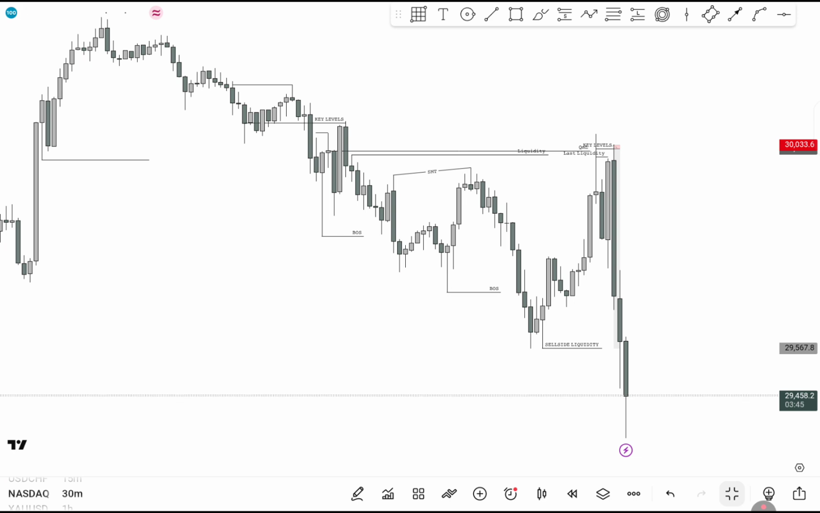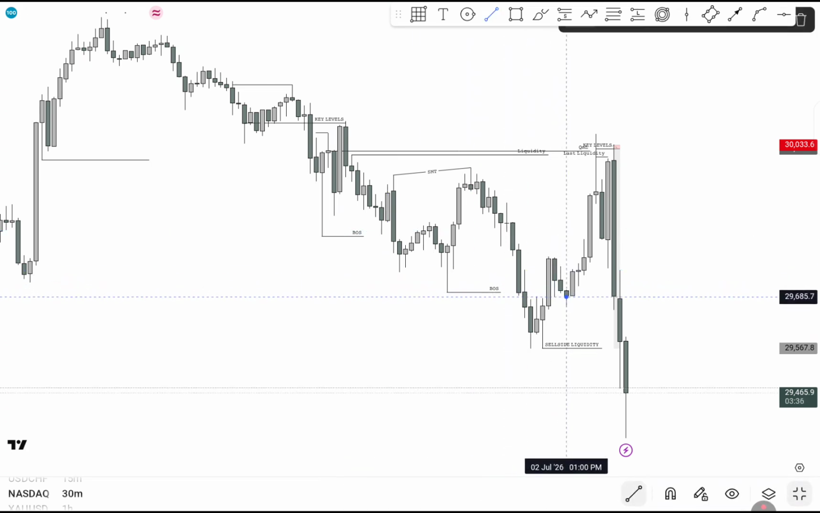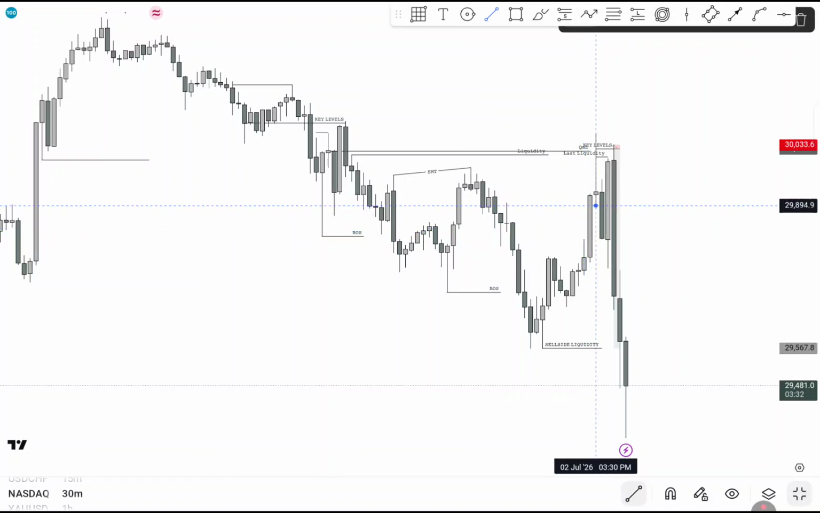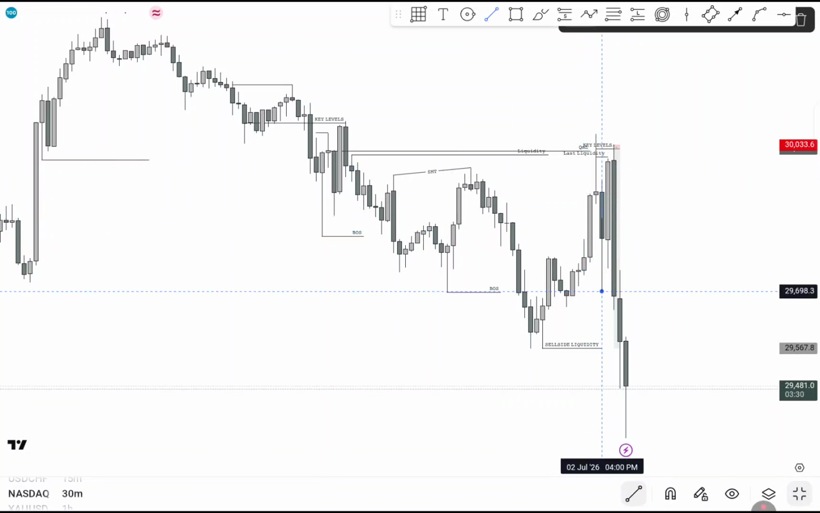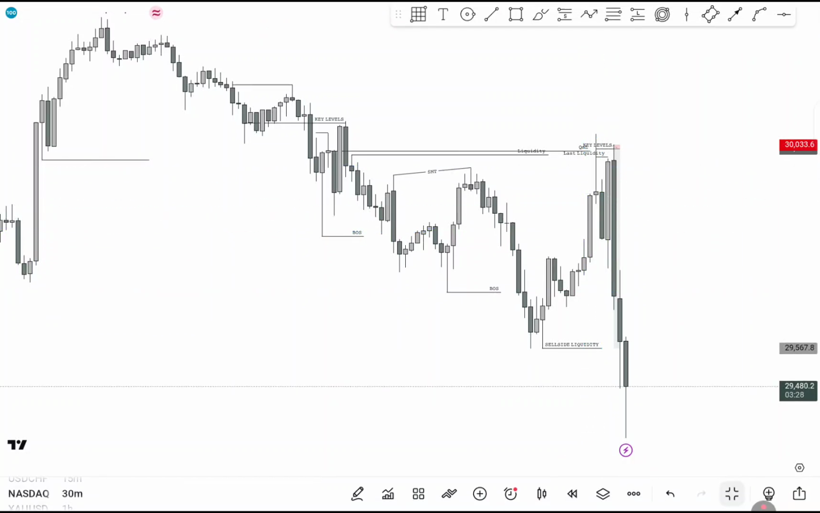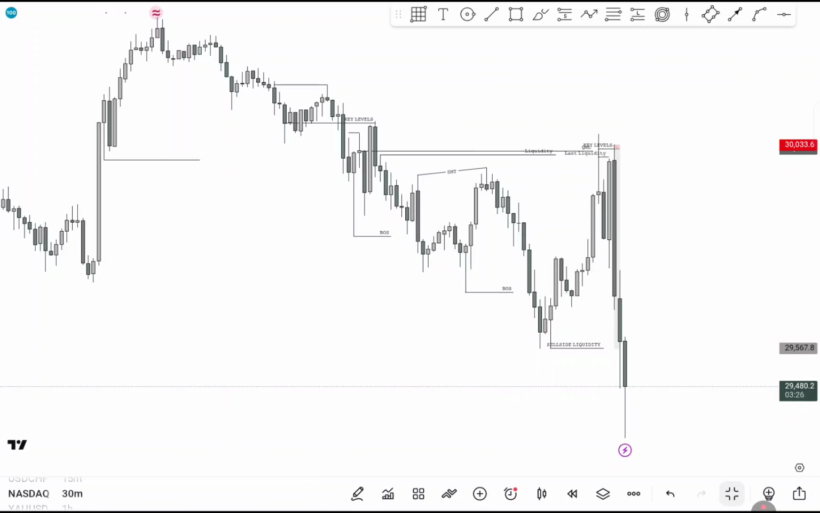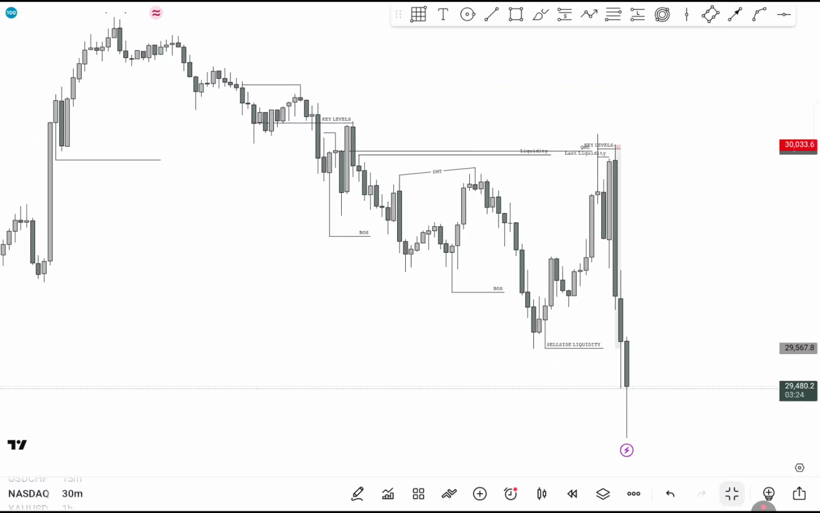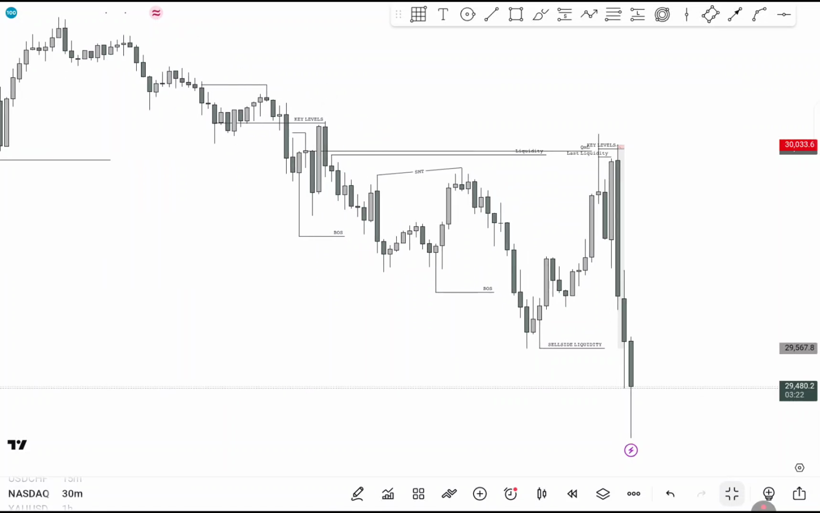Let's get into it. You can see this entry was on a 30-minute time frame. Before news drop, I took a buy over here and I held in between here, so I got out before news drop. Without that being said, you can see this is a 30-minute time frame.